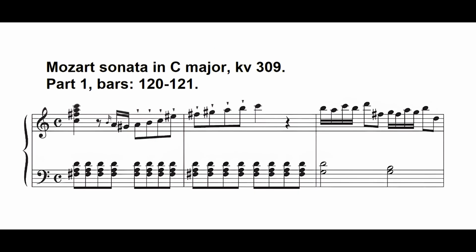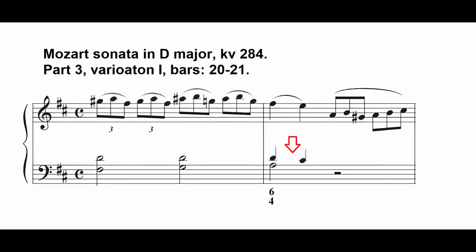The dominant 7 chord plays a key role in classical harmony. In this example from Mozart's sonata in C major, you can see how it resolved to G major after 2 measures. As I mentioned, the fourth interval should be avoided as much as possible, and if it happens, it shouldn't be repeated and must be resolved quickly.